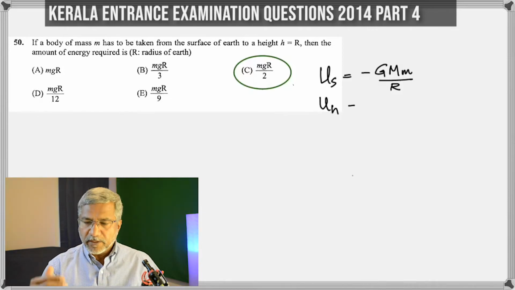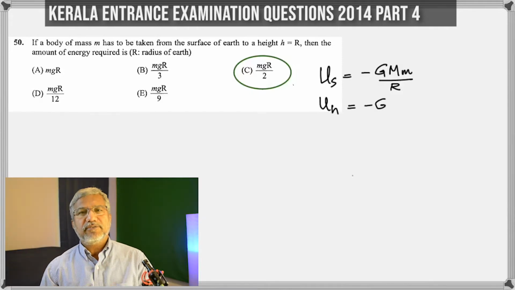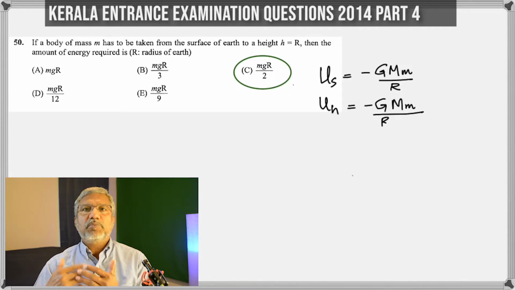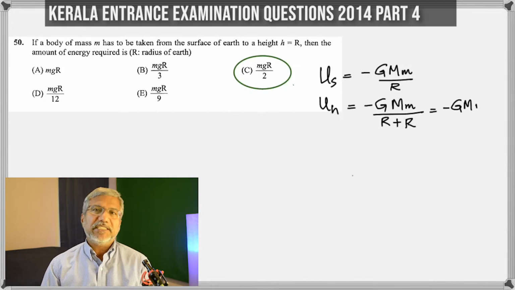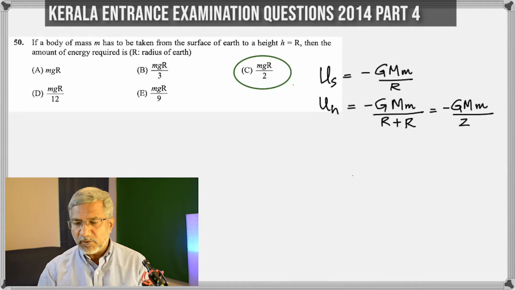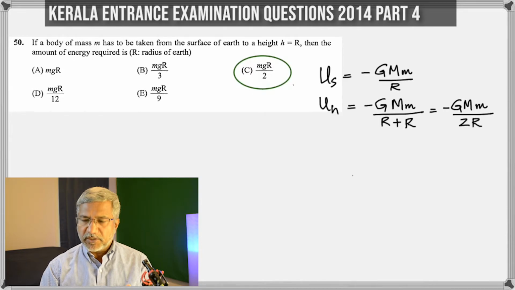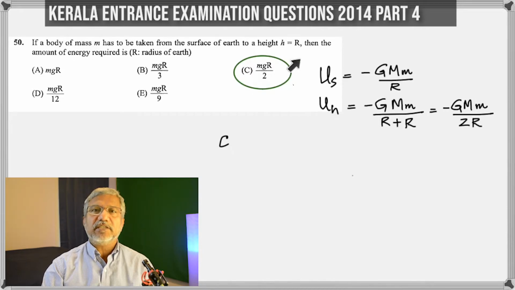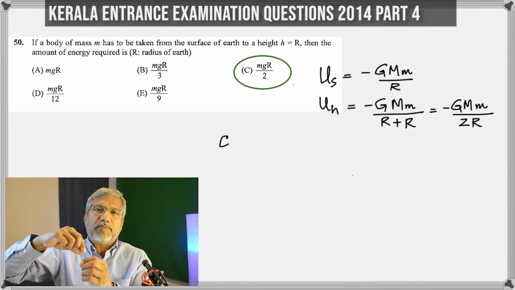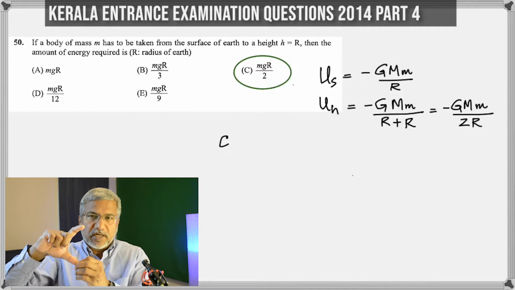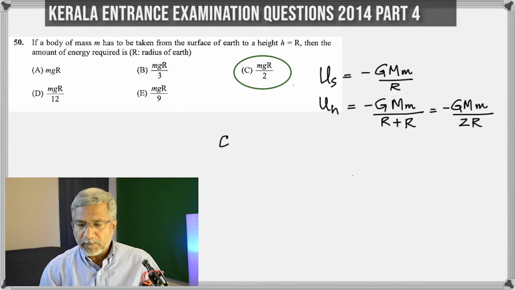So when you take this object to the height, now the gravitational potential energy is going to become minus GMm by r plus h. But h is the same as r, so it will become r plus r, which gives you minus GMm by 2r. Are you with me? Because the question says that it is taken to height h is equal to r. So now the total distance from the center of the earth is r plus r, 2r.